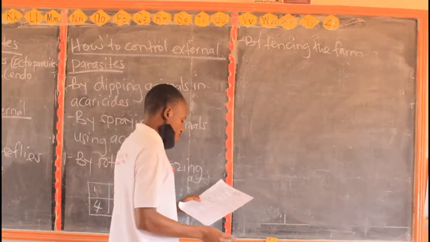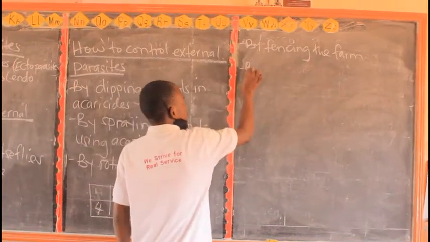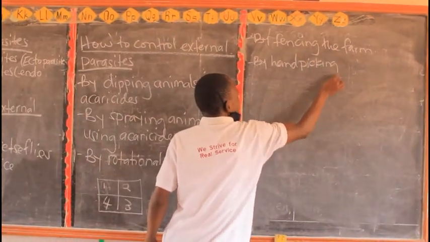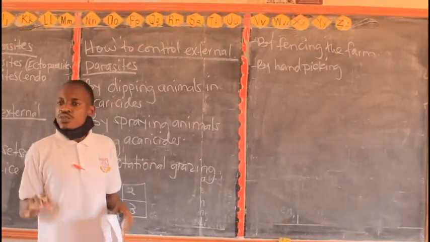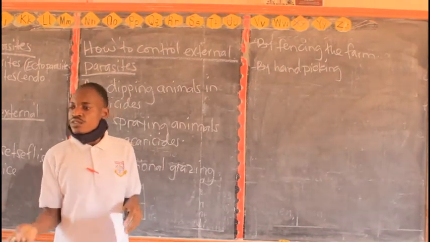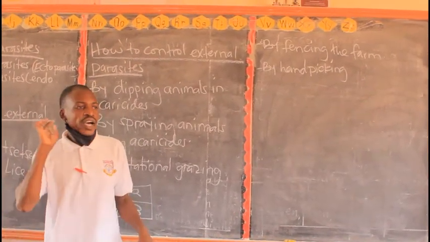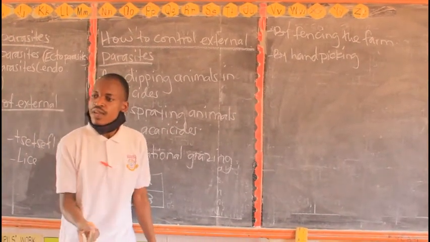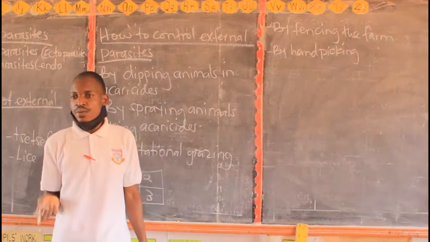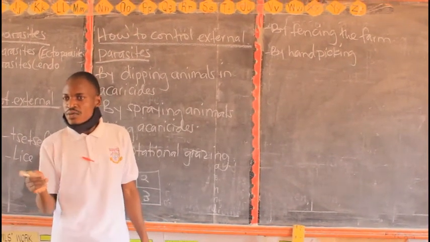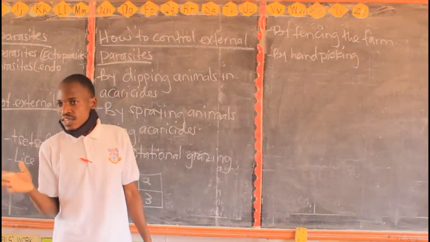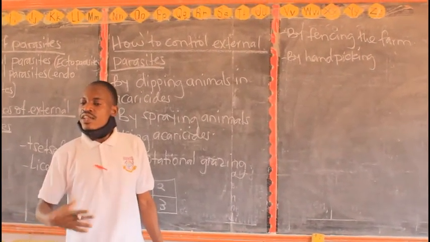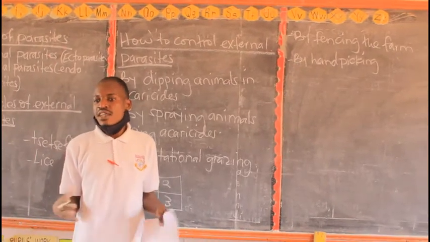Then we can also have what we call handpicking. When I talk about handpicking, it's where a farmer just uses the hands to remove the ticks. Like on goats, you look at the ears and you remove them. On animals, under the udder, you remove them. You keep on plucking these ticks. That's what we call handpicking. But don't try it, some animals are not docile. It will end up kicking you one day. So this one is done only by those farmers who are used to their cattle, so that they cannot kick them.